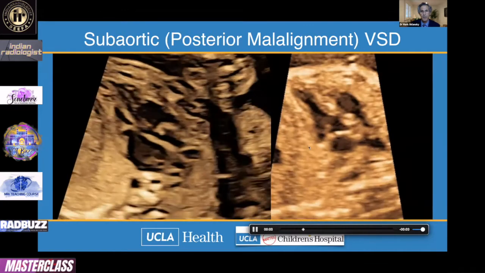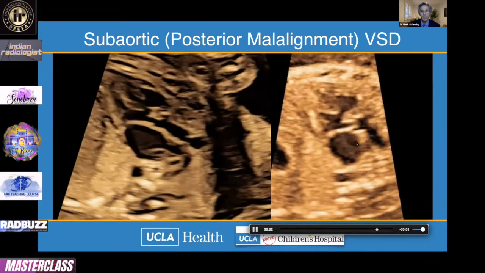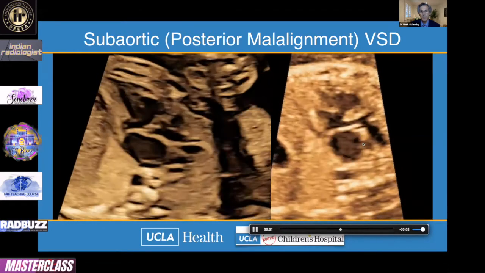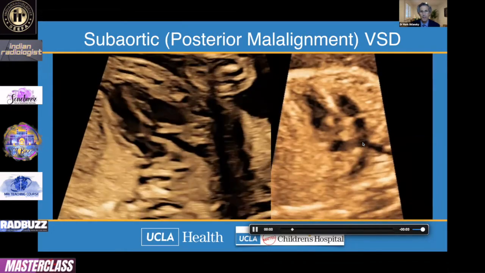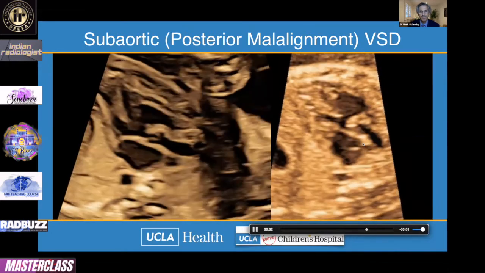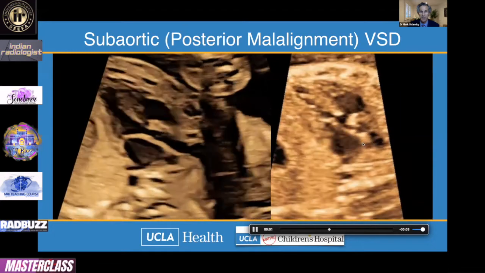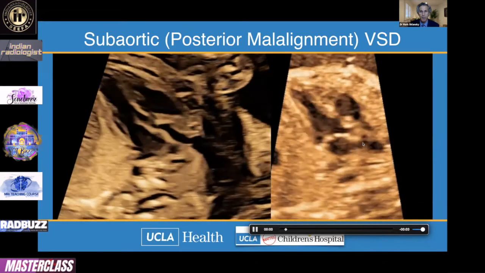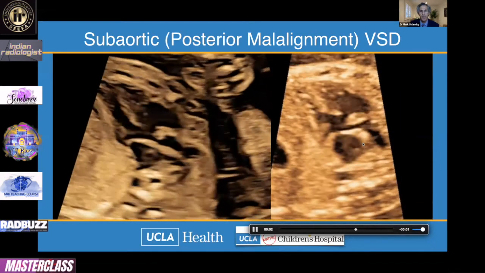So these are examples of how the subaortic VSD will appear. And there's something else I was going to say, but I don't remember it. So anyway, that's the key. Don't want to miss this. This is the way to optimize the angle.